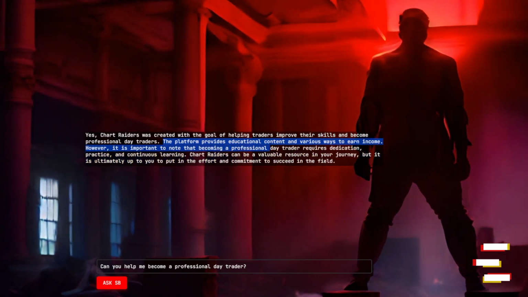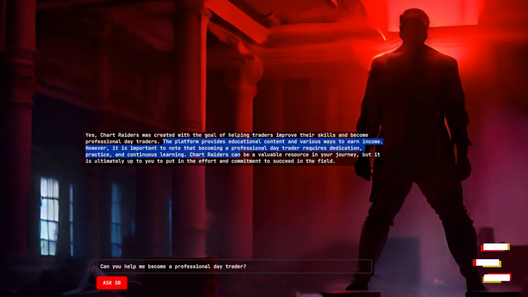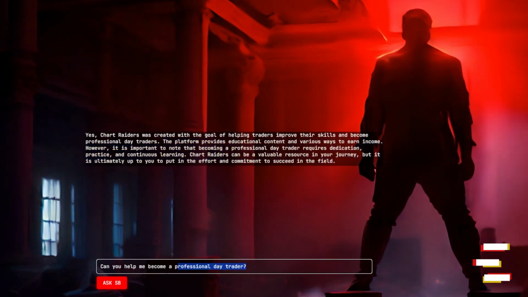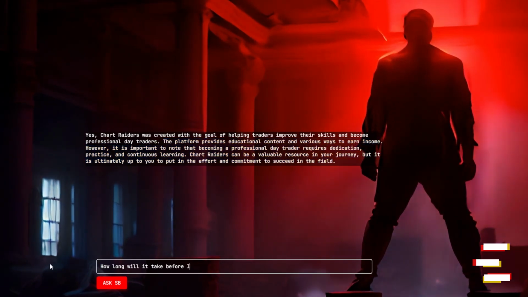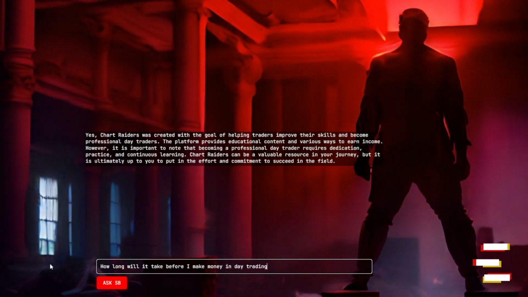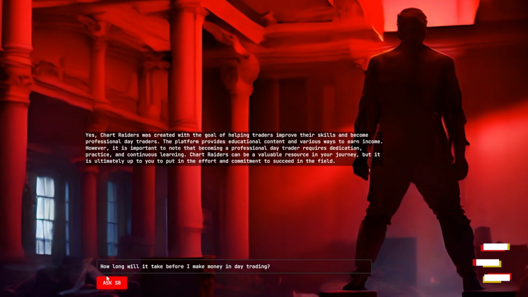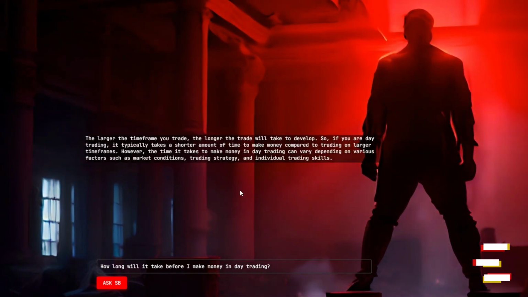However, it is important to note that becoming a professional day trader requires dedication, practice, and continuous learning. Chart Raiders can be a valuable resource in your journey, but it is ultimately up to you to put in the effort, commitment, and success in the field. How long will it take before I make money in day trading? See what it's going to answer for us here. Now we're getting off the beaten path a little bit here in testing out this AI and showing it off for the first time, but let's see what it says.